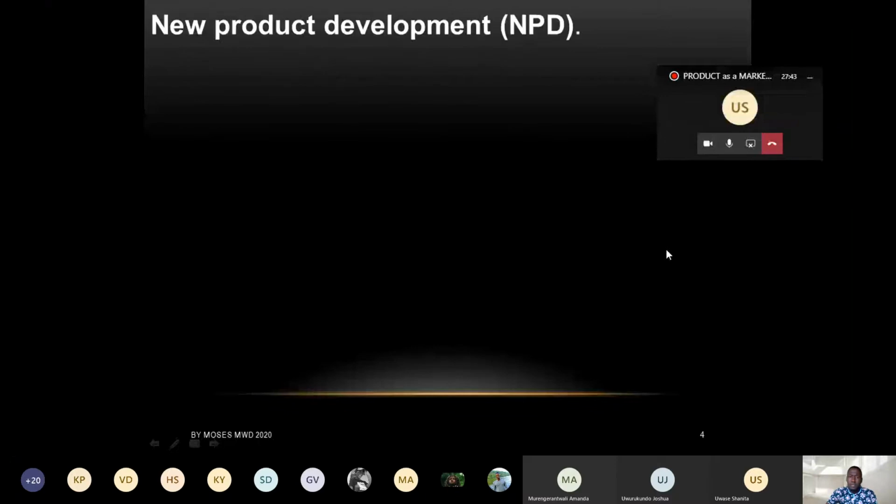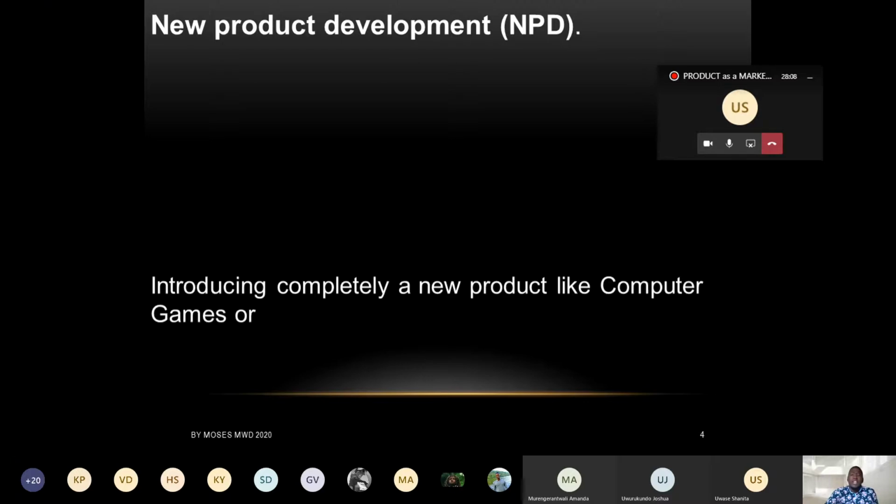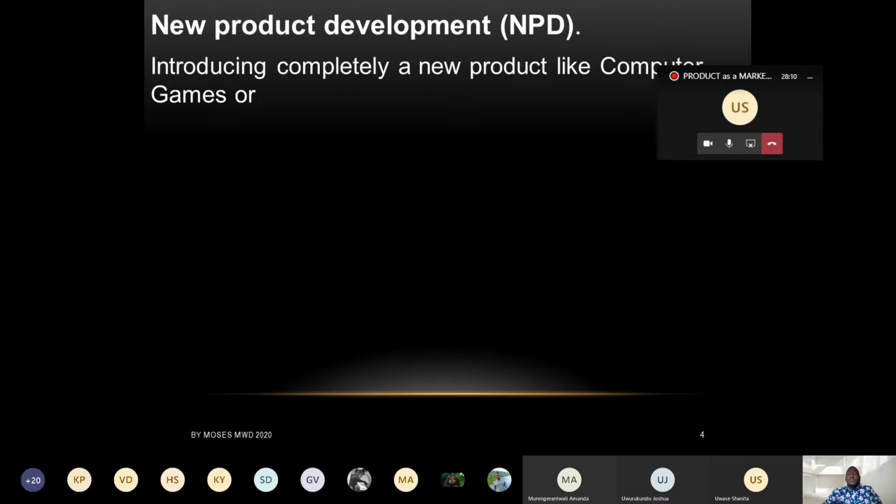Before we go any further, we are going to talk about new product development. This is just a terminology, an acronym, but it means what it says. In the very terminology, new product development, it's about how you introduce a product.